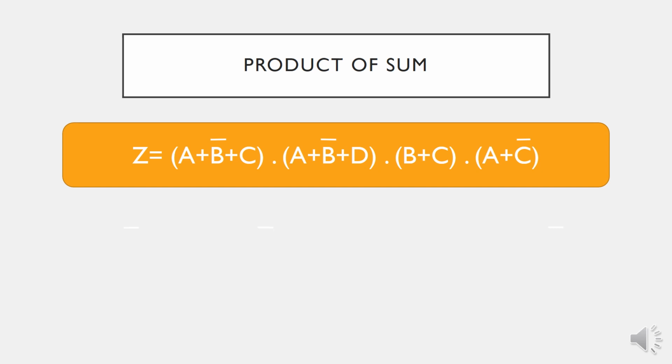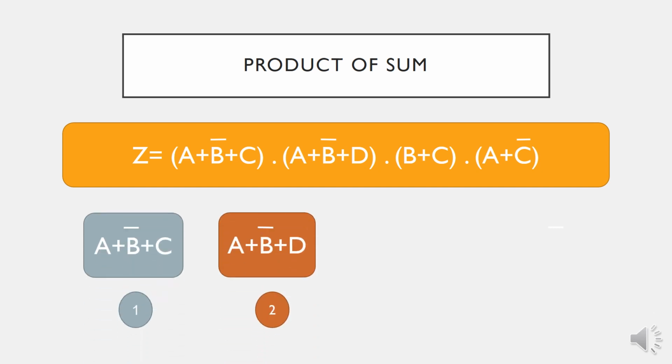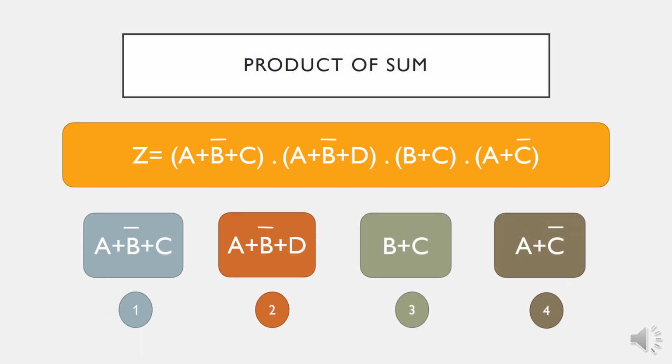Now consider this Boolean expression Z. In this expression, there are four sum terms: 1 term, 2 terms, 3 terms, and 4 terms. Then they are multiplied together. Thus, this form of Boolean expression is known as product of sum, or POS.